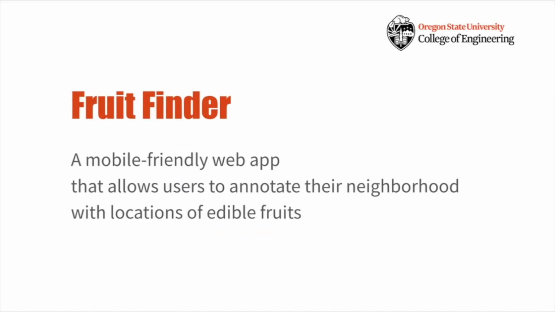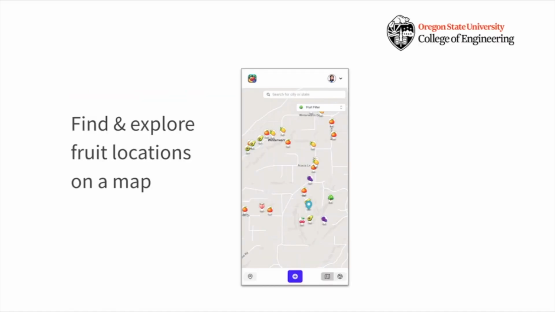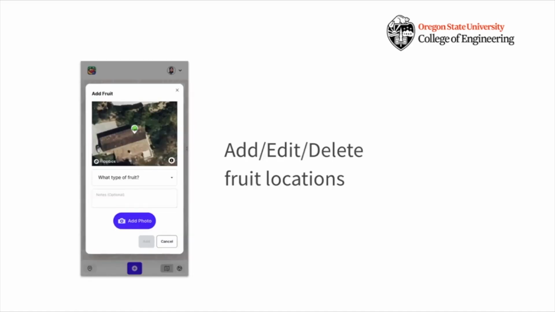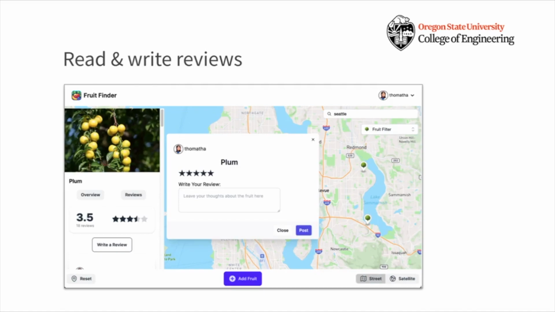This is a mobile-friendly web application that allows users to seamlessly create and view the fruit trees not only in their neighborhood, but as you'll see, around the world. Users are able to use our maps and our database to find and explore all of the fruit trees around them. They'll also be able to add, edit, and delete these tree locations. Users can also write reviews on their and others' trees, making this a social experience for all of our foragers.